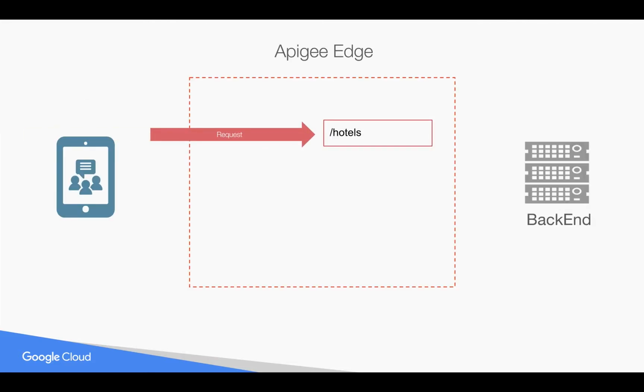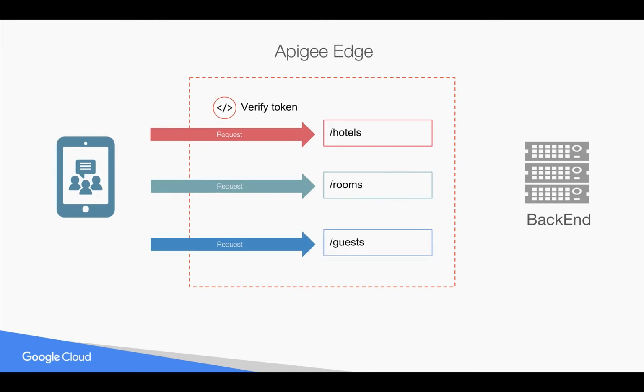Let's say you have created a few different proxies like hotels and rooms and guests, and you want to apply security for these API proxies. You can do that using policies, but you have to attach the policies in each and every API proxy. And when you want to change, then you have to change at 3 different places.